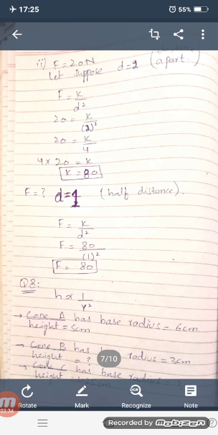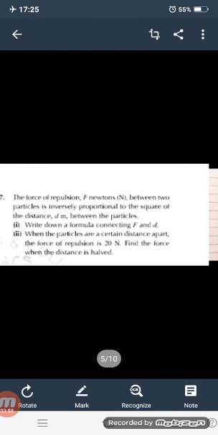So we have to find F. F is equal to question mark, D is equal to 1. Put in this equation, F is equal to K over D square. F is equal to 80 over 1 square. 1 square means 1 into 1 is equal to 1. So F is equal to 80. That's clear? Okay.